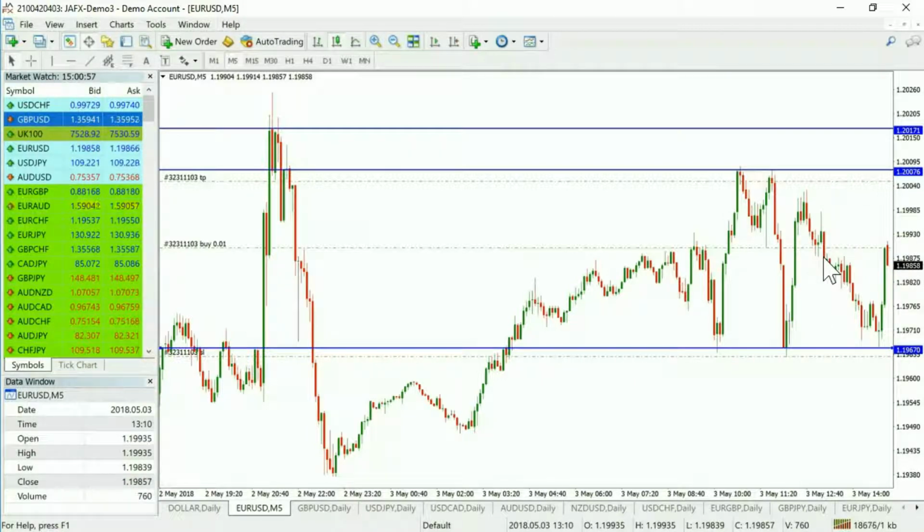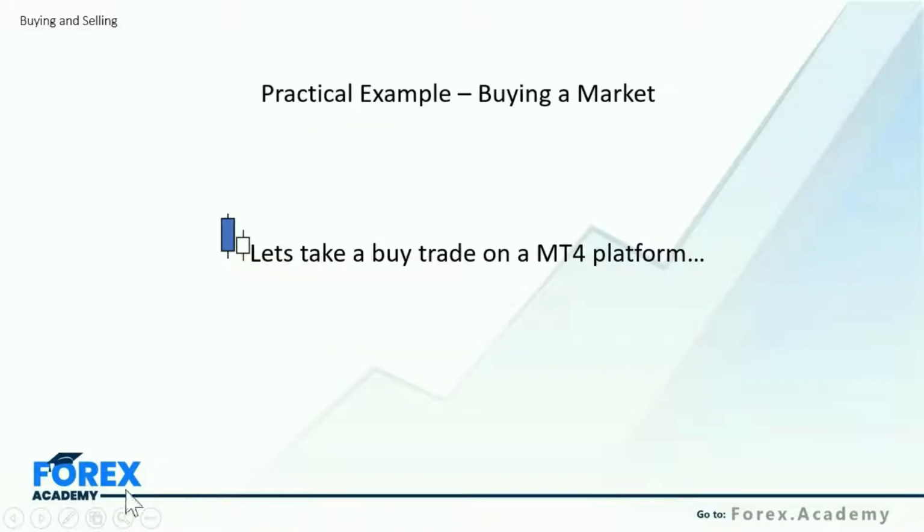So we can trade these market conditions, but this is the principle involved in buying a market. I'm going to leave that trade running and we'll see how we get on, and we'll come back to our trading screen very shortly.